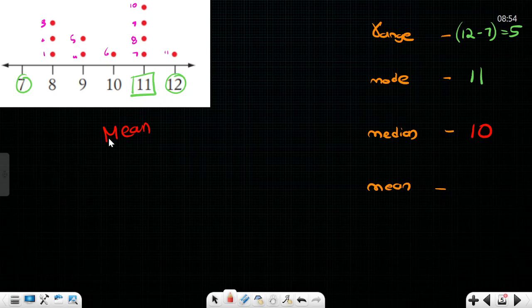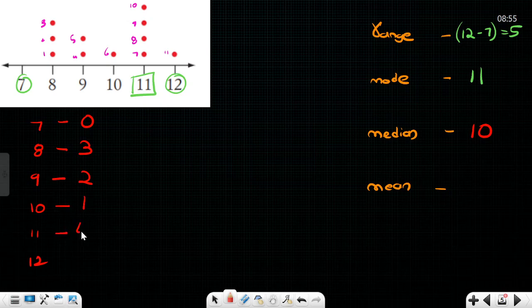For calculating the mean, we can just draw the frequency table. That will also help us. 7, 8, 9, 10, 11, 12. What is the frequency of 7? No dot is there, 0. Frequency of 8, 3 dots. Frequency of 9, 2 dots. Frequency of 10, 1 dot. Frequency of 11, 4 dots. Frequency of 12, 1 dot.